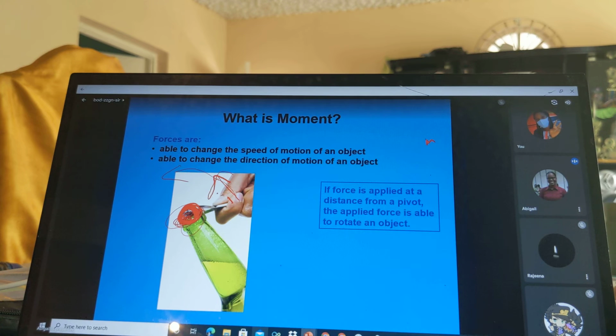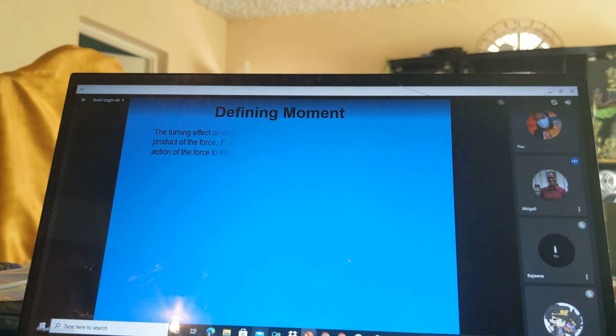So the turning effect of a force about a point, and that point is the pivot, is called the moment of a force. It is the turning effect a force will have about a pivot. It causes it to rotate. So the turning effect of a force about a point is defined as the product of the force and its perpendicular distance from the line of action of the force to the pivot.